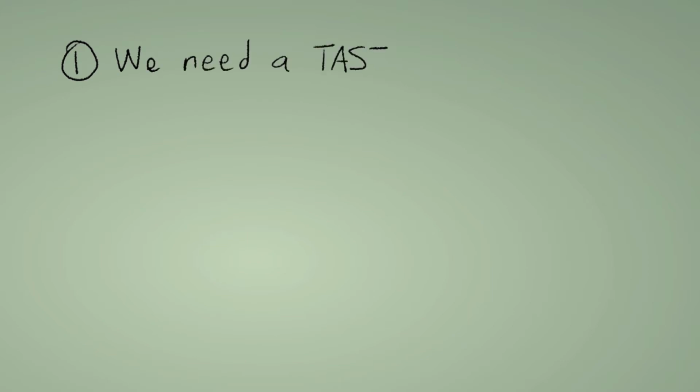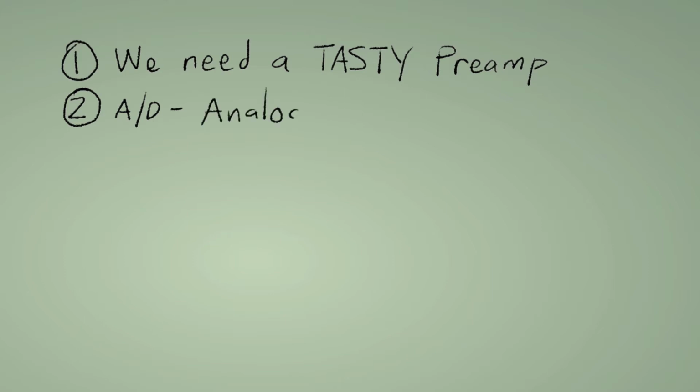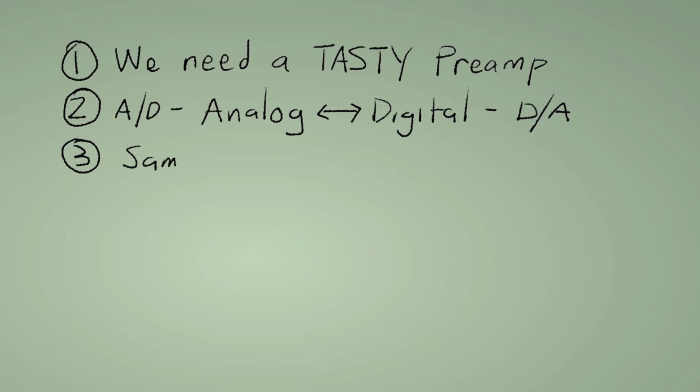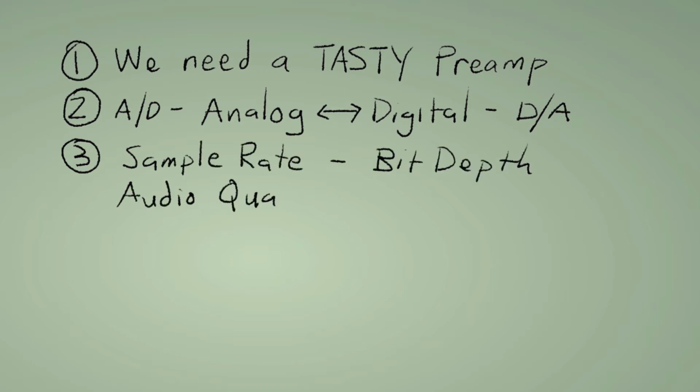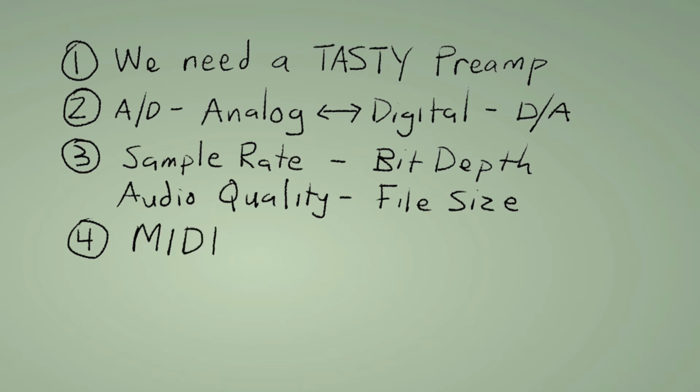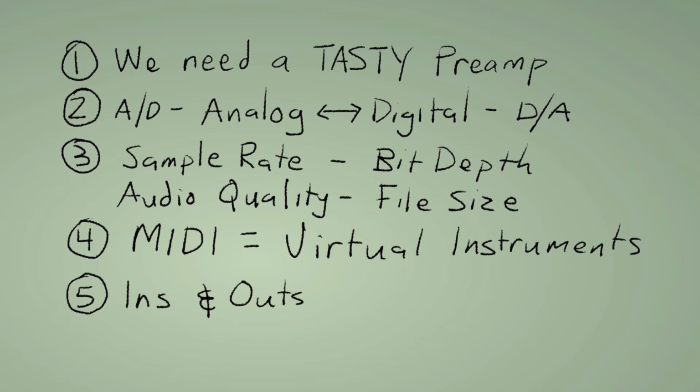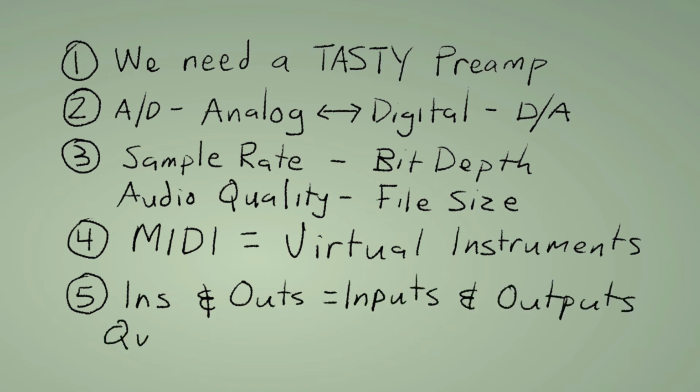What did we learn? 1. We need a tasty preamp. 2. AD and DA converters change the analog signal into a digital signal. 3. Sample rate and bit depth refer to audio quality and file size. The bigger the number, the higher quality and file size. 4. MIDI lets us plug a keyboard into our computer and play and record virtual instruments. And 5. Ins and outs are how many inputs and outputs an interface has. And there you go.